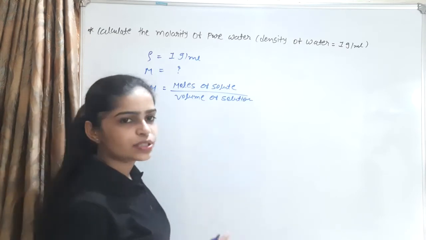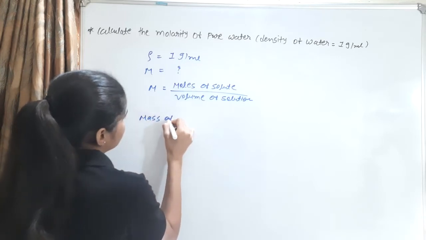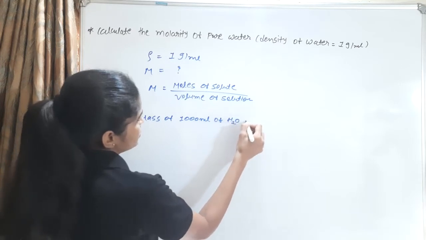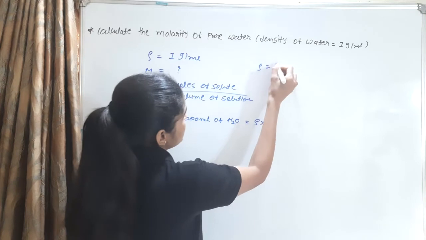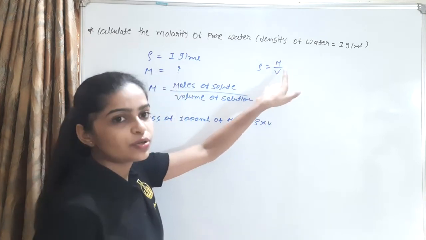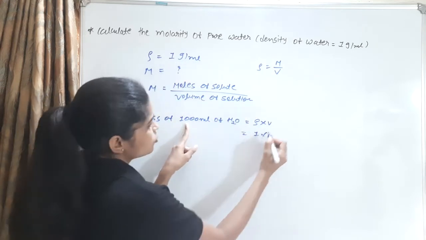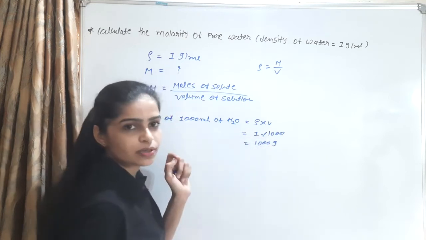Consider volume of solution is equal to 1 liter. So mass of 1000 mL of water is equal to rho into V, because rho is equal to m by V. Density multiplied with volume gives the mass. The density value 1 and volume value 1000 gives 1000 gram of the water.